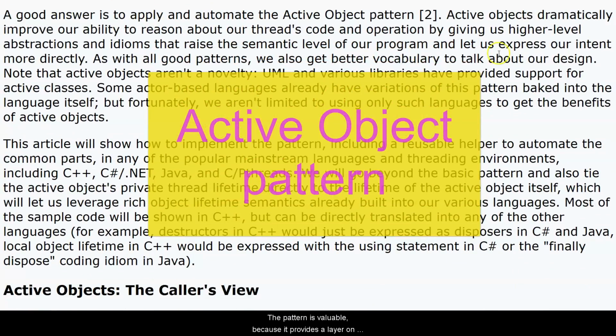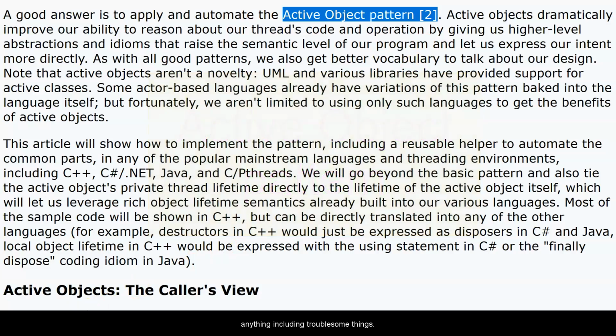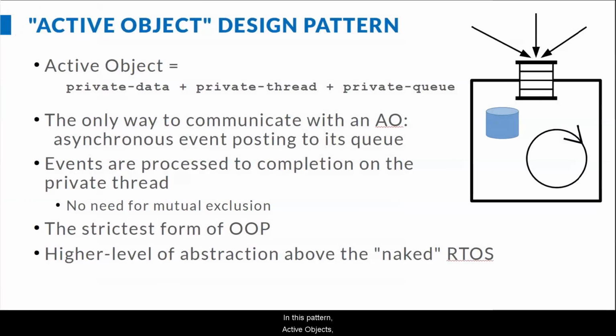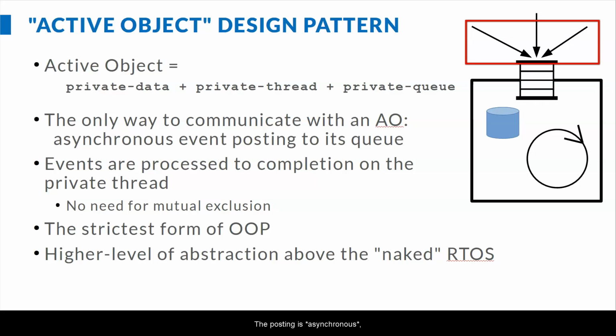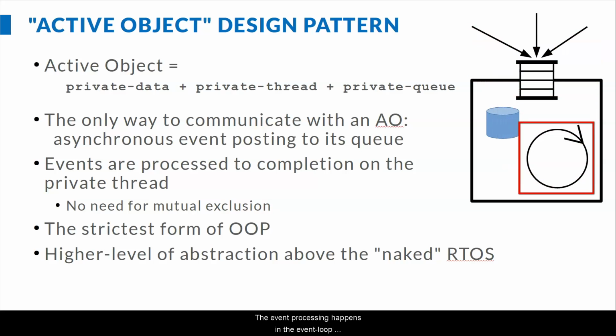The pattern is valuable because it provides a layer on top of the naked threads, which otherwise let you do anything, including troublesome things. In this pattern, active objects, like any other objects, have private data, but each active object also has a private thread and a private event queue. The only way to interact with an active object is by posting events to its event queue. The posting is asynchronous, meaning that the event is only placed in the queue, but there is no waiting until the event is processed. The event processing happens in the event loop running in the private thread of the active object. The processing might involve sending secondary events to other active objects or even to self.